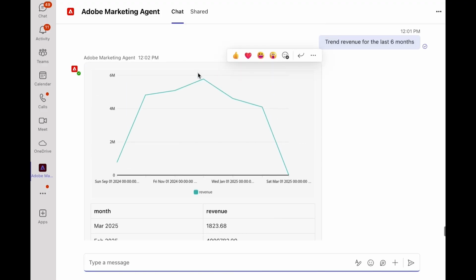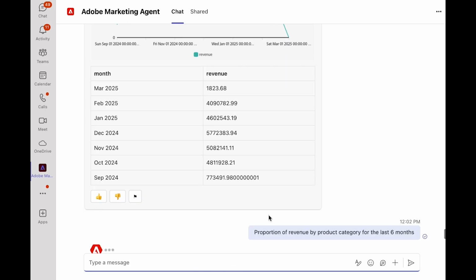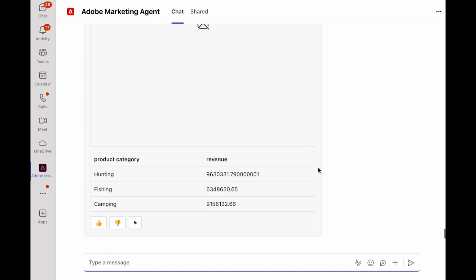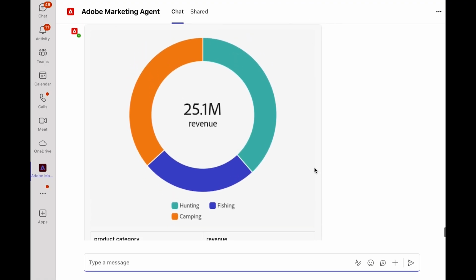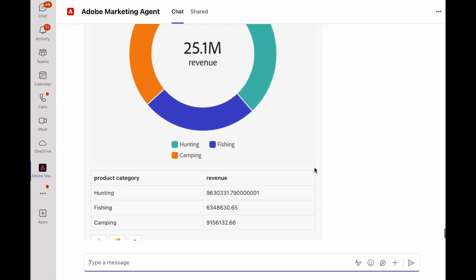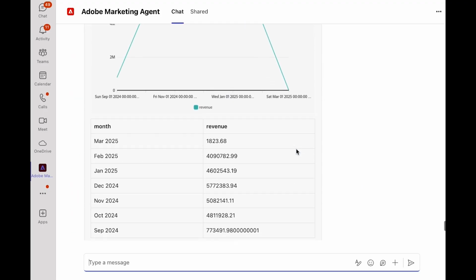Finally, I want to dig a little deeper into revenue and compare by product category. I'll type, "Proportion of revenue by product category for the last 6 months." Here's the breakdown: hunting, fishing, and camping revenue for the last 6 months. Hunting stands out as the category with the highest revenue. And if I cross-reference with the earlier chart, I can see most of December's revenue is coming from that category too.